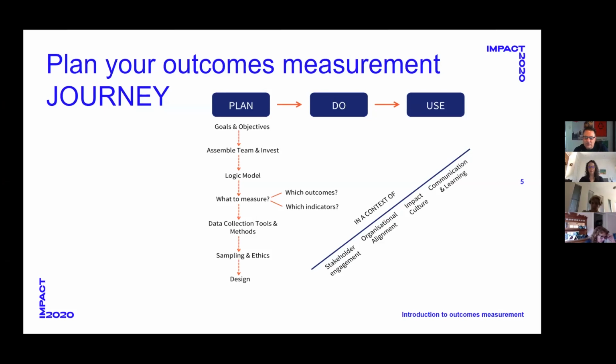And this all needs to be done. Your measurement and evaluation needs to be done with stakeholders engaged right from the beginning, and developing a good impact culture within your organization. And that's a bit of an issue. Not all people see measurement as a fundamental. A lot of people say, well, we should be devoting all our resources to service delivery. Communication and learning, very fundamental.